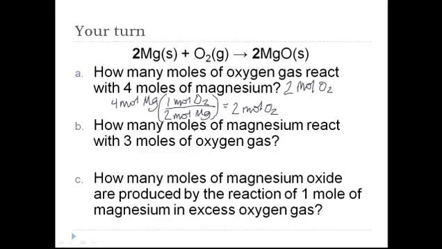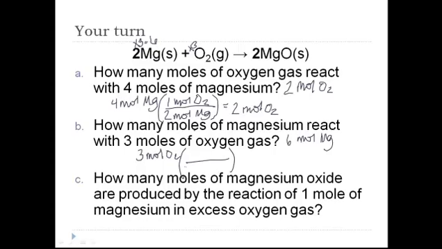All right, letter B. How many moles of magnesium react with 3 moles of oxygen gas? So if they give us 3 moles of oxygen gas, that's 3 times as many as we started with as the coefficient. So they're asking us about magnesium, so we're going to do 3 times that of magnesium to get 6. So 6 moles of magnesium, or showing the work, 3 moles of oxygen gas.